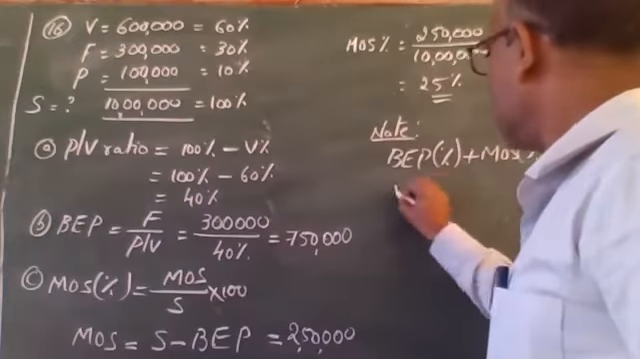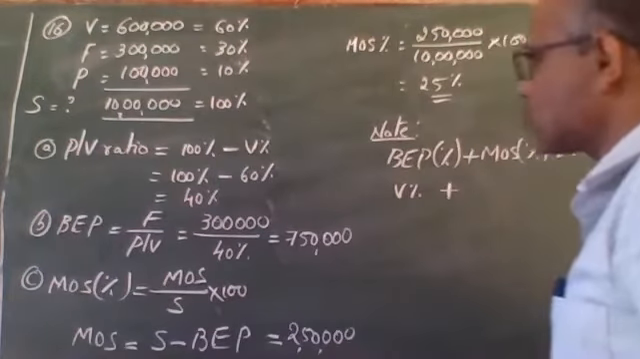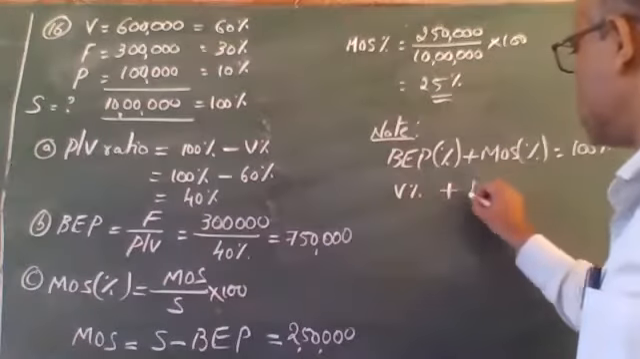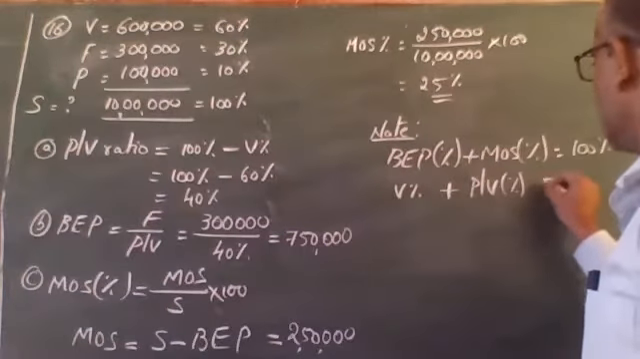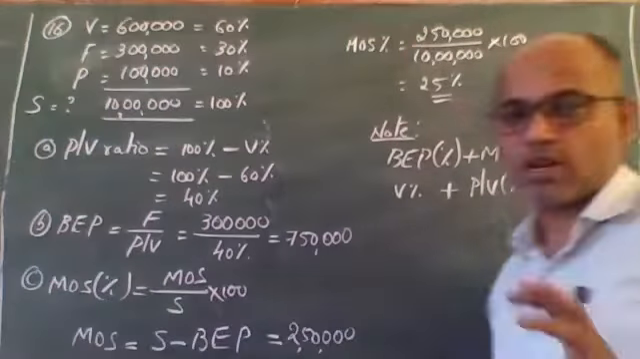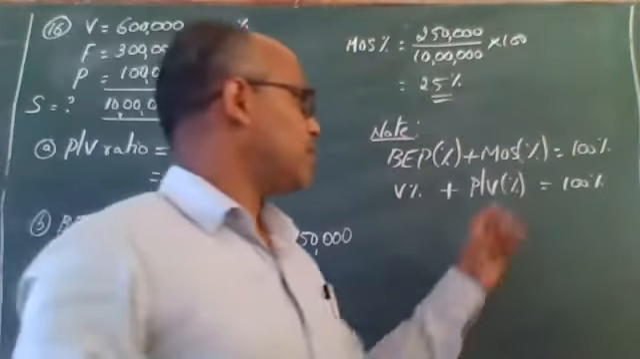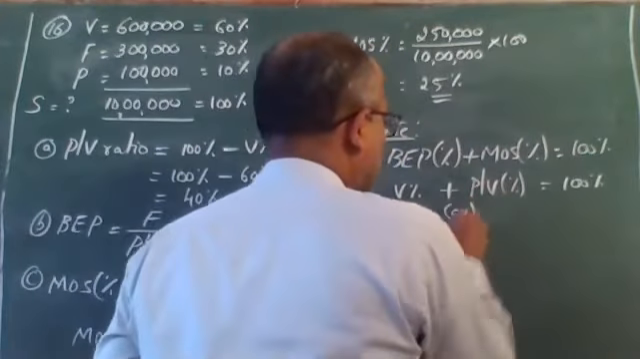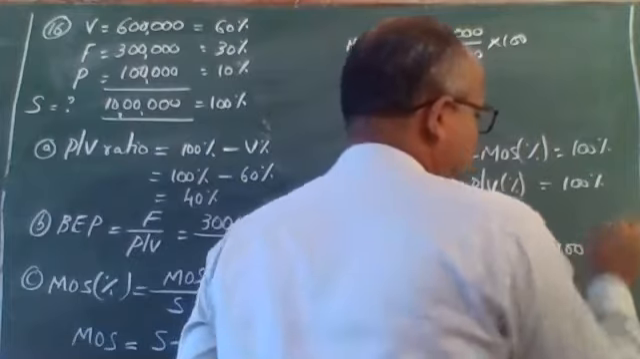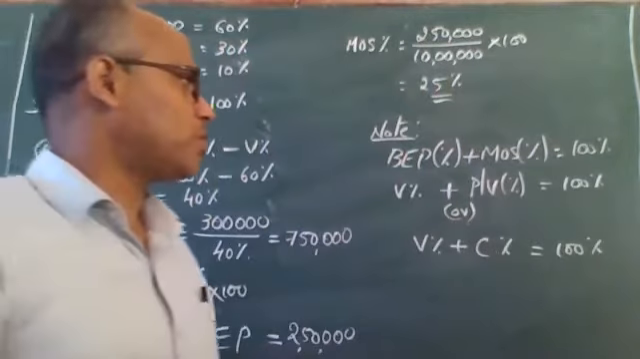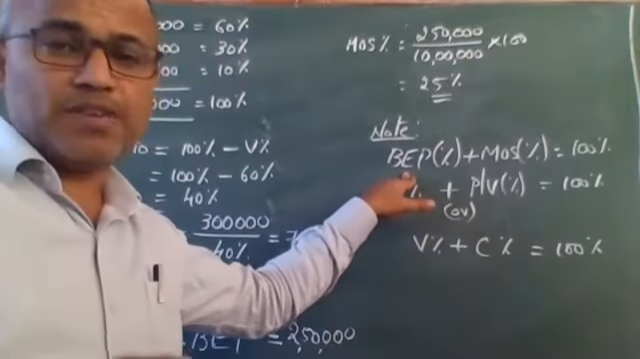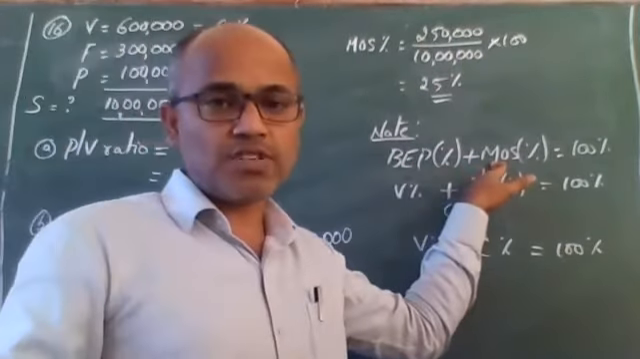Another important point, variable cost percentage plus PV percentage, contribution percentage will be equal to 100%. So you can express this as variable cost percentage plus contribution percentage is equal to 100%. So these are the logic you should remember. At 75% of your sales, you are breaking even. That means 25% you are in safety zone.